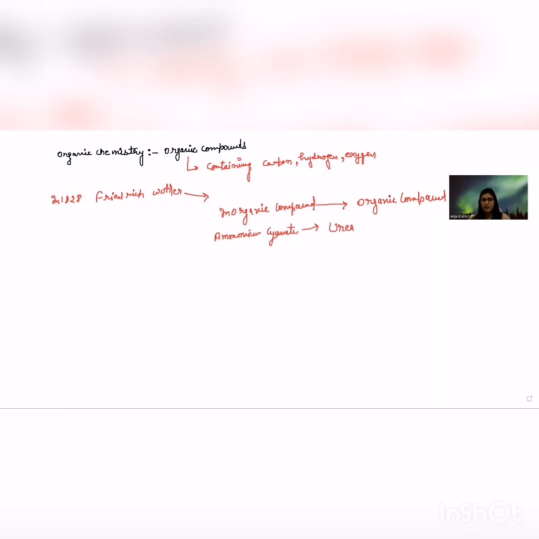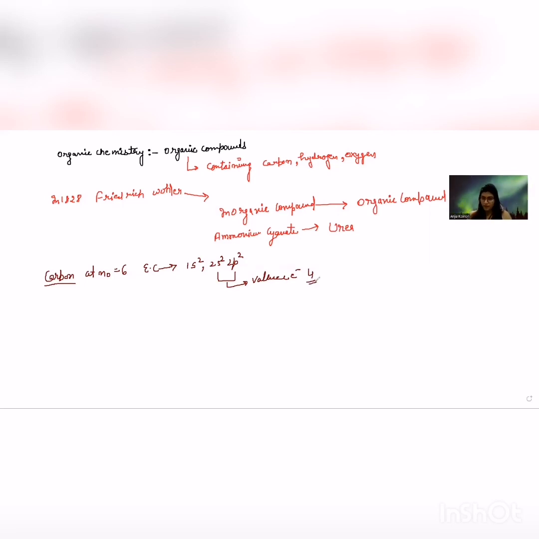Now we see here our most important element of organic chemistry is carbon, right? So let's discuss some important things of carbon. Carbon has atomic number 6, all right? And the electronic configuration of carbon is 1s2, 2s2, and 2p2, right? Now we see that the valence electrons of carbon are 4, right? So carbon has 4 valence electrons.